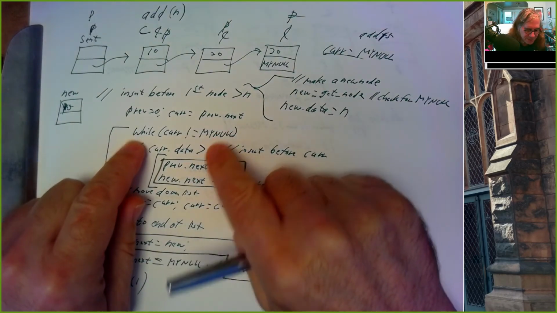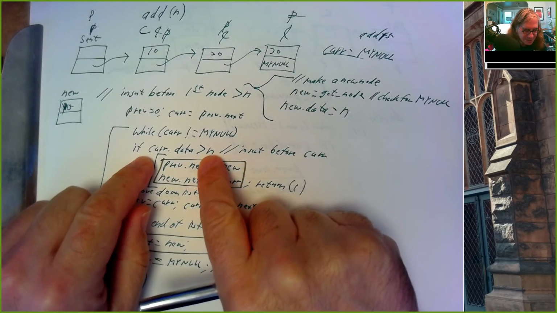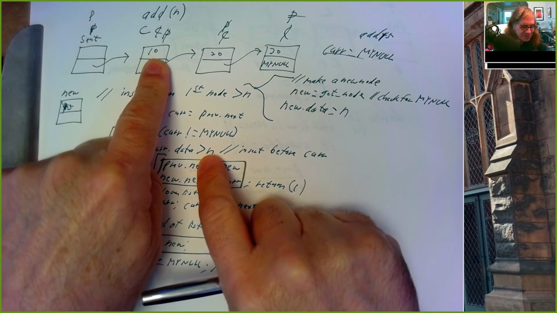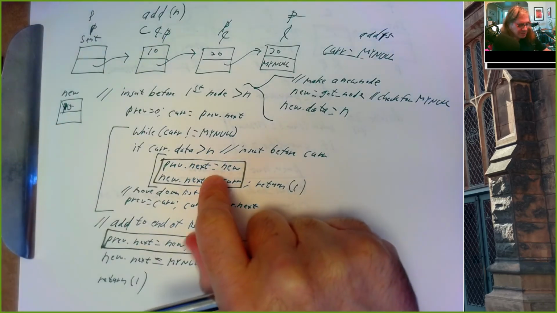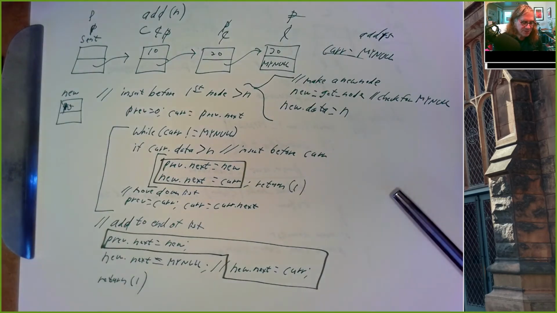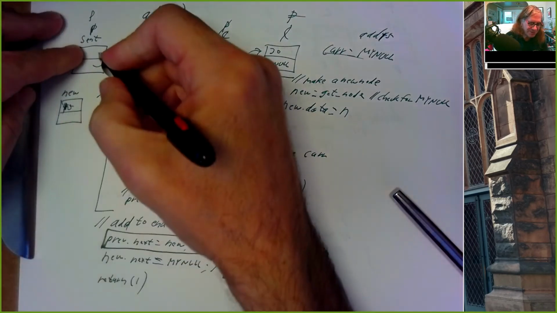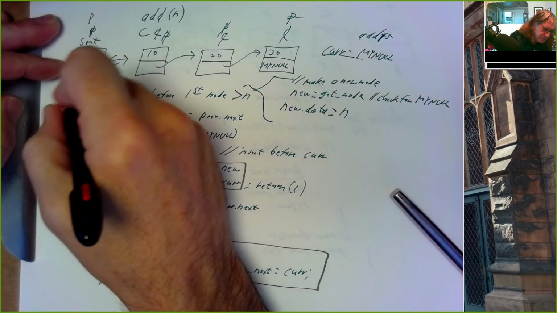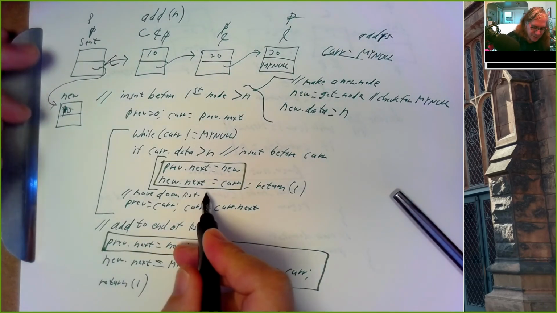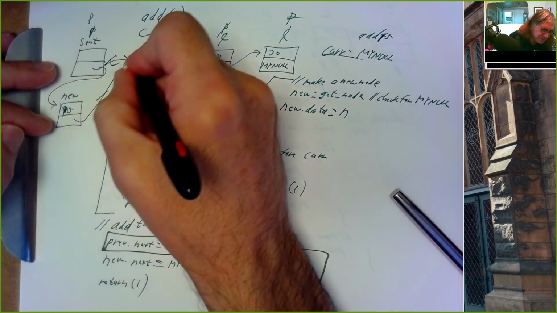Current is not my null, so we'll come in here and ask, is current data bigger than n? Yes, it is. Current data is 10, and we're trying to insert a 5. So what does this code say we should do? It says we should take previous next. Well, previous is a sentinel. Previous next should point to new, and then new next should point to current.